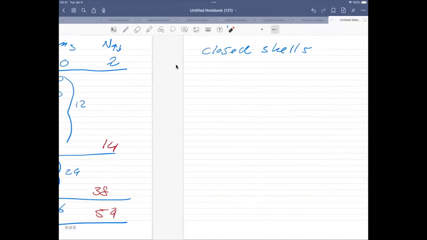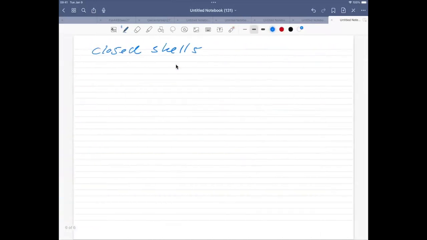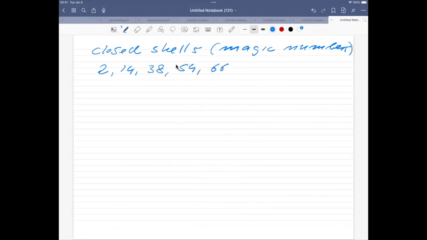So if you fill up all these shells here, you get these magic numbers, as we call them, because this mimics what you have in the description of the periodic system, or if you think of nuclear physics with so-called closed shell nuclei, which we often call magic nuclei. So that means that we would have numbers like 2, 14, 38, 54. The next one is 66, and then we have 114, etc.